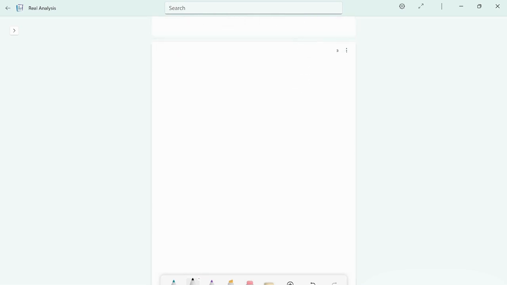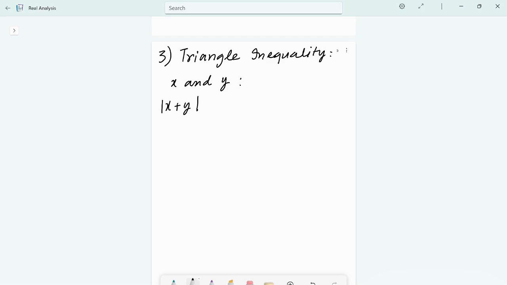Now, coming to our next concept of today's class, which is the triangle inequality. For any real numbers or vectors x and y, we have two formulas. One is mod of x plus y is less than or equal to mod x plus mod y, and mod of x minus y is greater than or equal to the whole mod of mod x minus mod y.